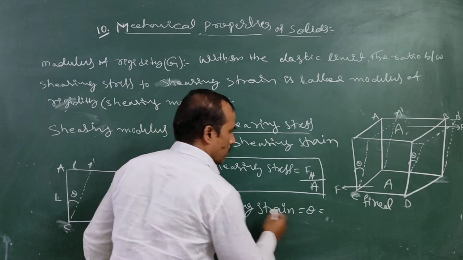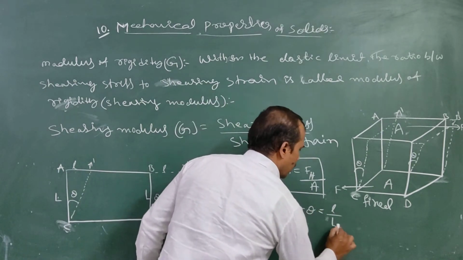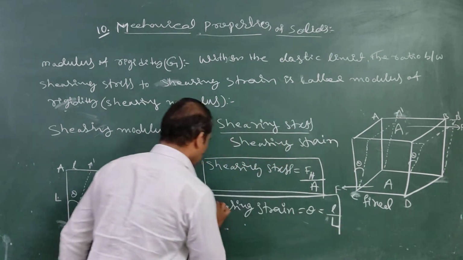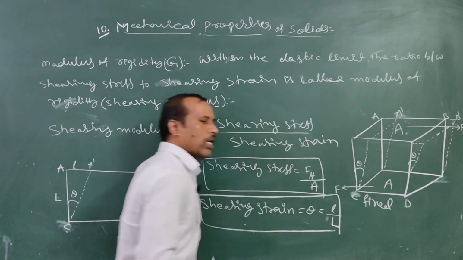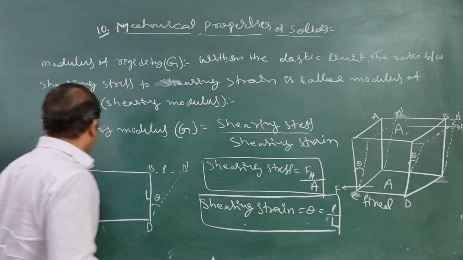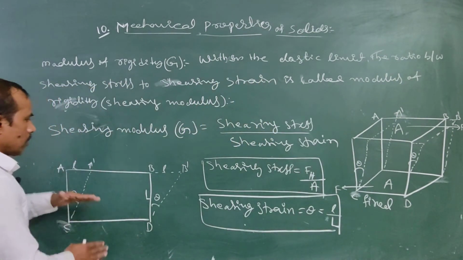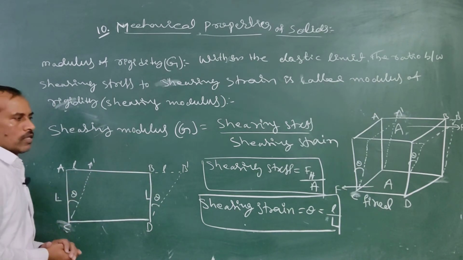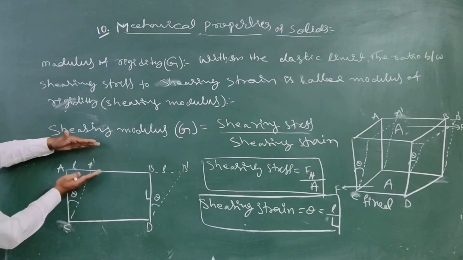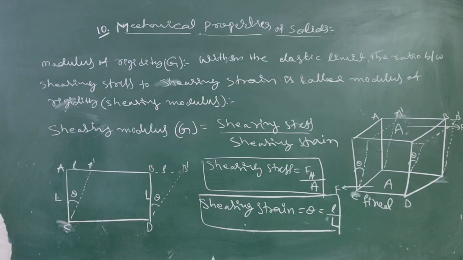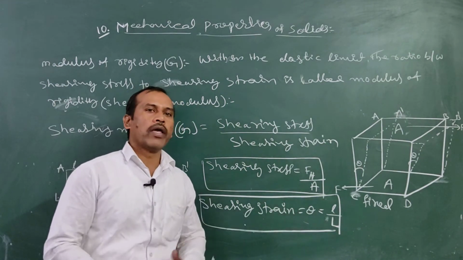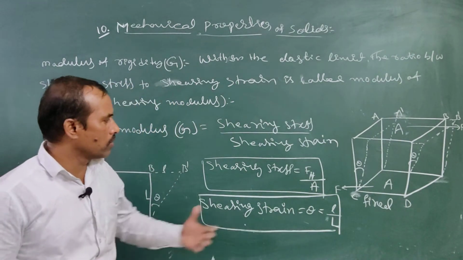So shearing strain is equal to small l by capital L. Here small l means the relative displacement between opposite surfaces, and capital L means the perpendicular distance between the two surfaces, upper surface and lower surface. This is called shearing strain. Shearing strain is equal to l by L, that is equal to theta.